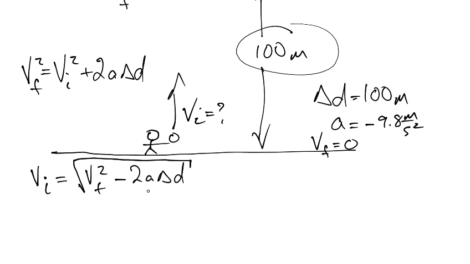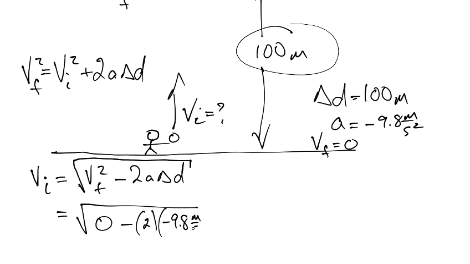And now if we plug in our values, V final is 0 squared minus 2 times, well, we don't have to put brackets around the 2, but I did already, 9.8 meters per second squared multiplied by 100 meters.